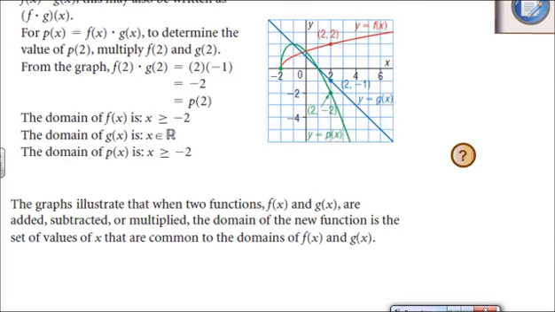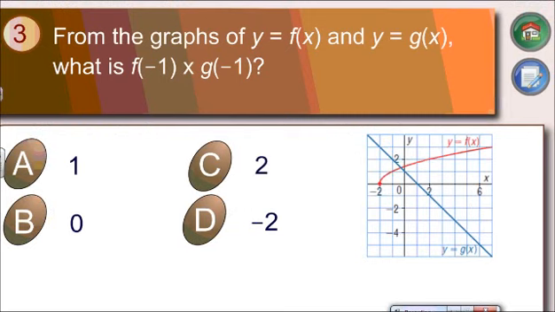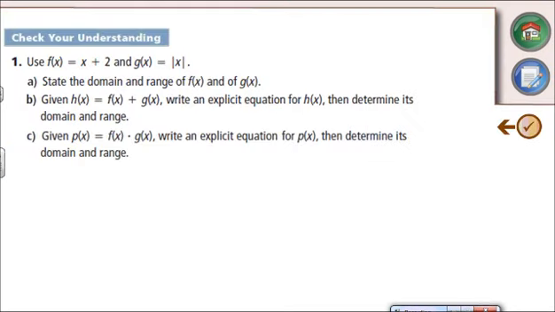So the way they're showing it is that when we add, subtract, or multiply functions, the domain of the new one is whatever's in common between the two. We're looking at what's the common domain, what's the most restrictive coming from the two original. All right, fun stuff. Third question here. And what would be the answer to this multiplying one?